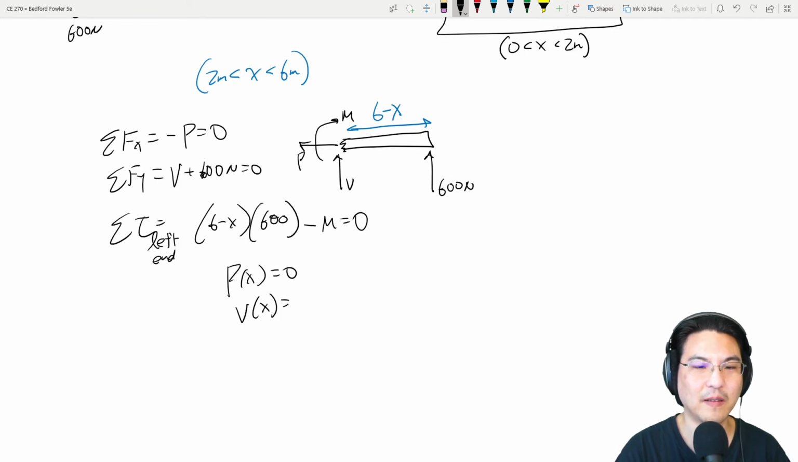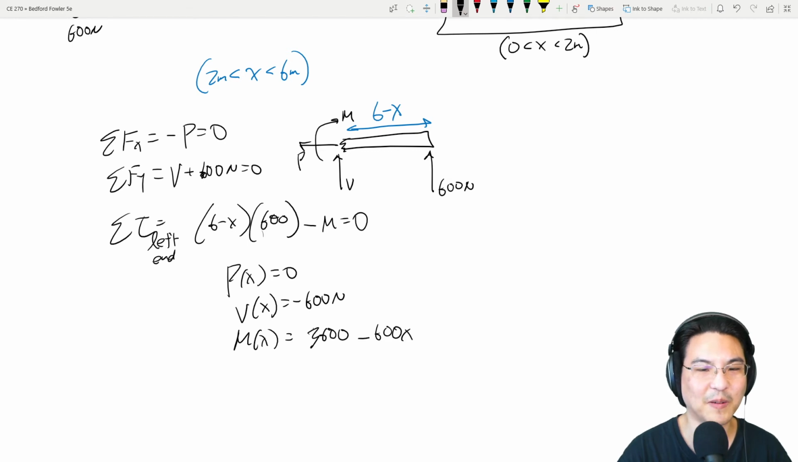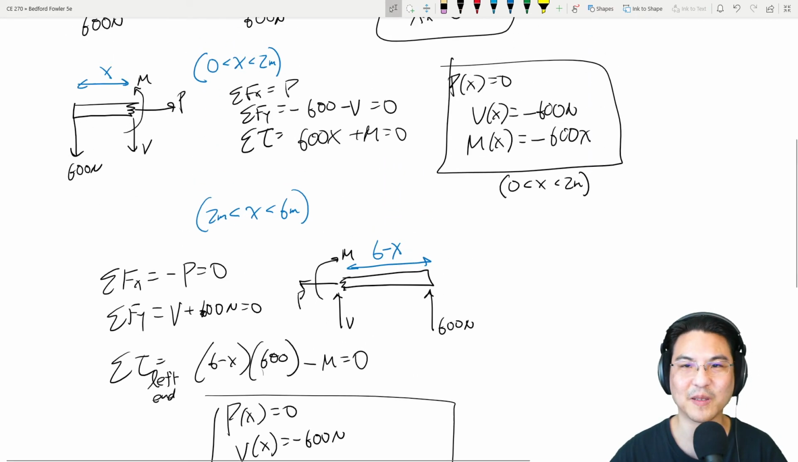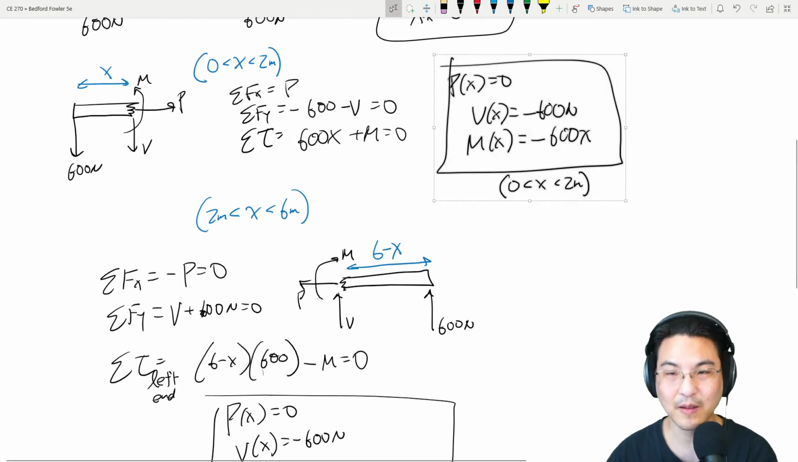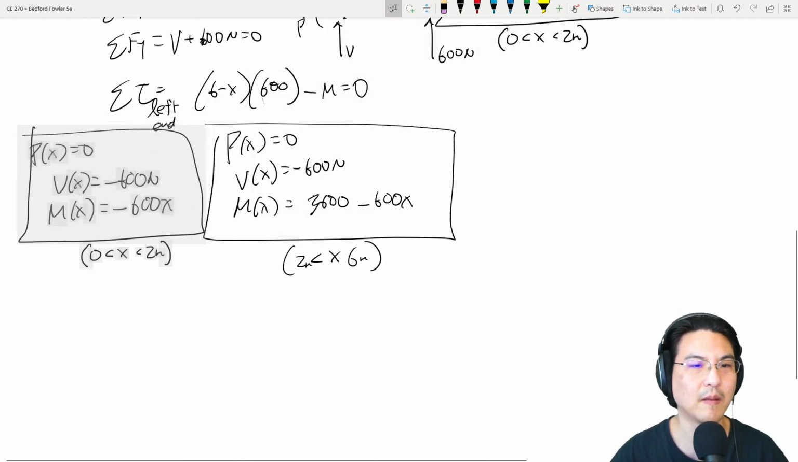So this V and bending moment. You can just leave it like this, or you can multiply it through. I mean, same thing, right? Okay, so then this is only true between 2 and 6. And let me just bring these next to each other.